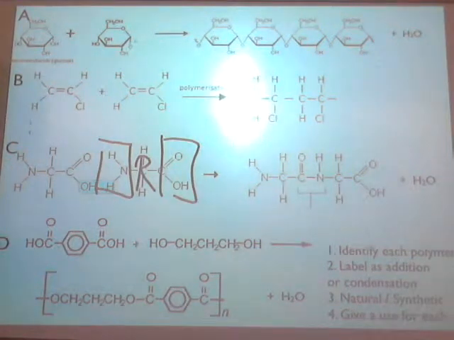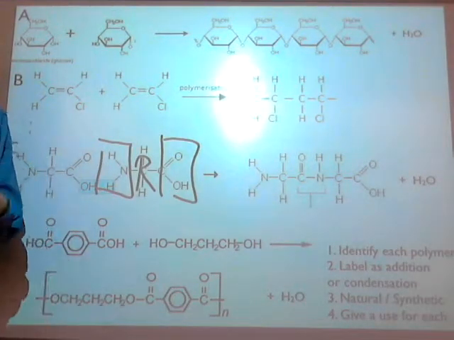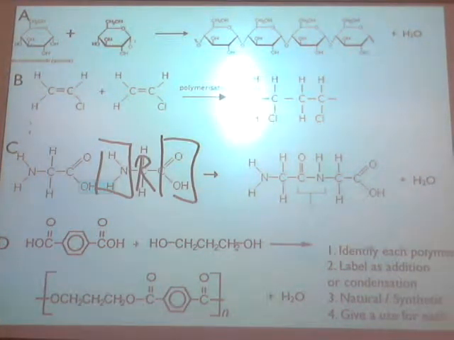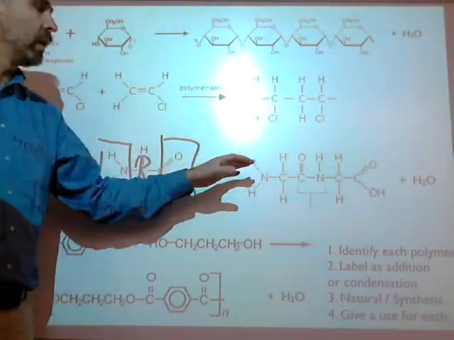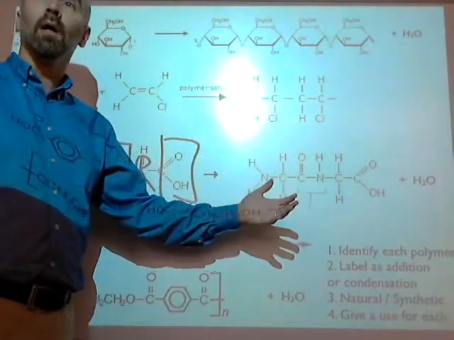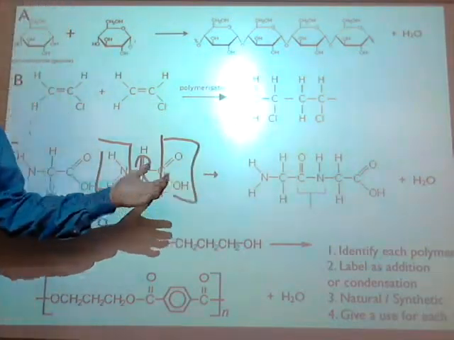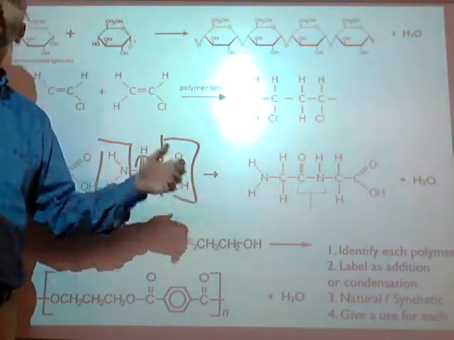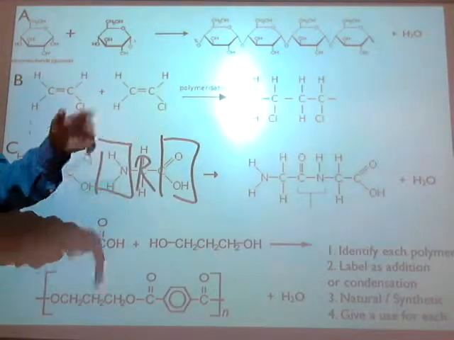I would accept polypeptide or protein. Polypeptide would be the more exact answer, but protein would be correct too. All right, so basically, don't say that the product of this is amino acids. It's not. The polymer isn't amino acids. The polymer is polypeptide or protein.